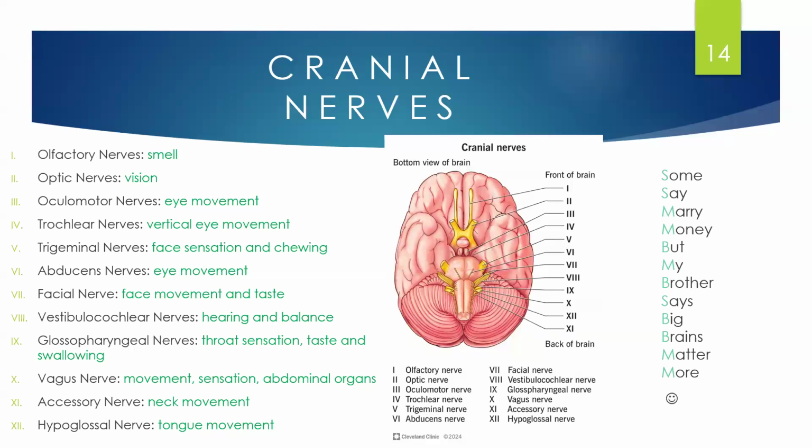11 is neck movement. And then 12, hypoglossal should be tongue movement. Yes, number 12, tongue movement. So again, they go in order as you see them, 1 through 12. There's 24 of them total.